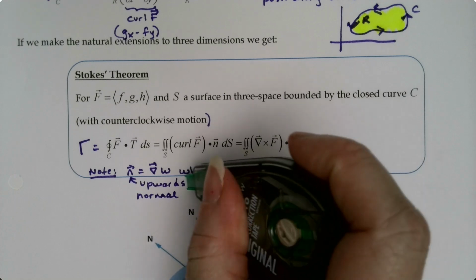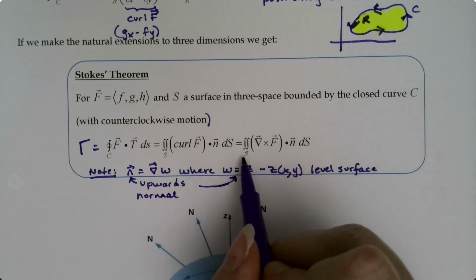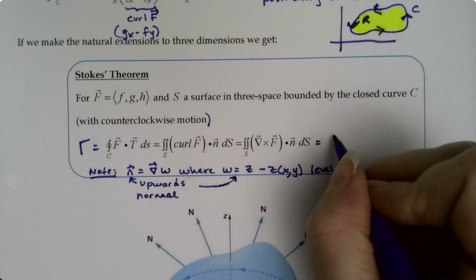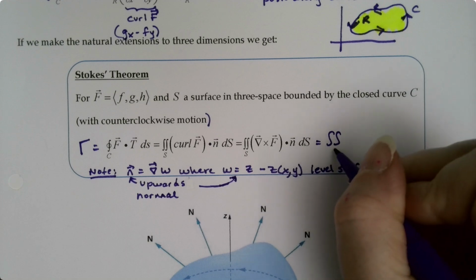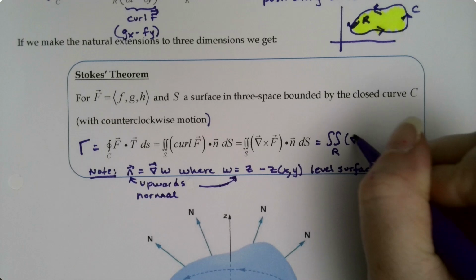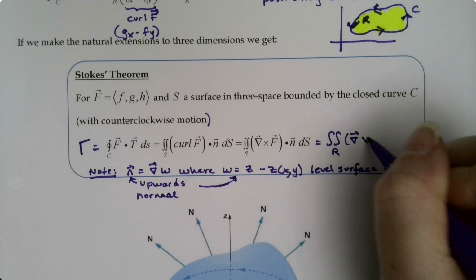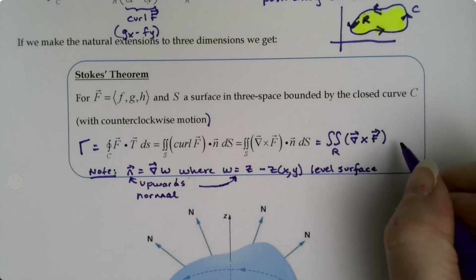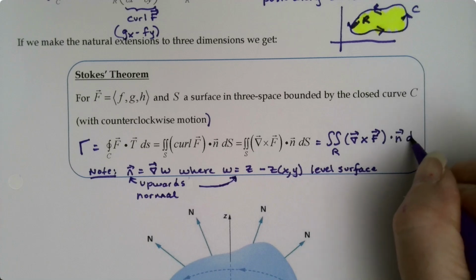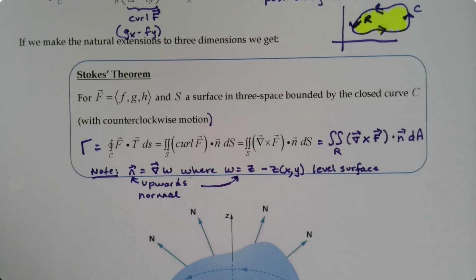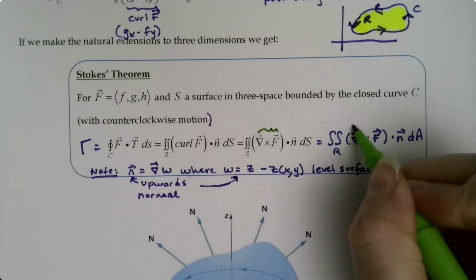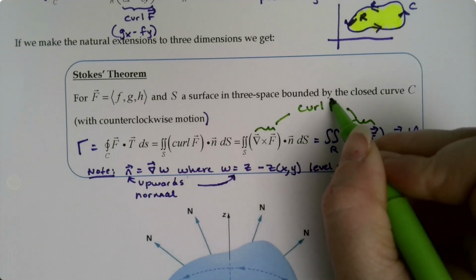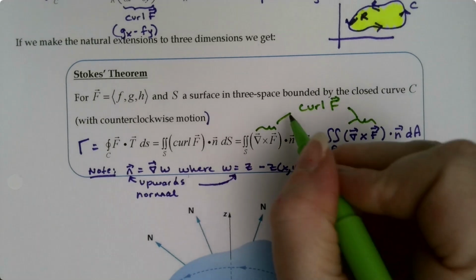All right, so we're moving in a counterclockwise direction, and then of course to do the surface integral, the double integral over the surface, the way we actually do that is the double integral over the region of the gradient, the del operator, cross product with the vector field, right? That's how you find your curl, times n dA. Remember that this piece right here is the curl. We went over how to do that in a previous section.